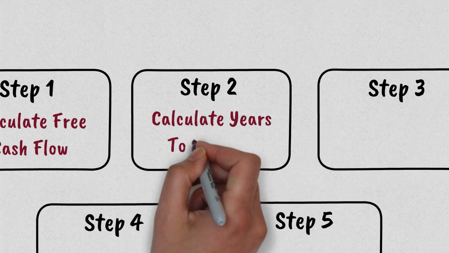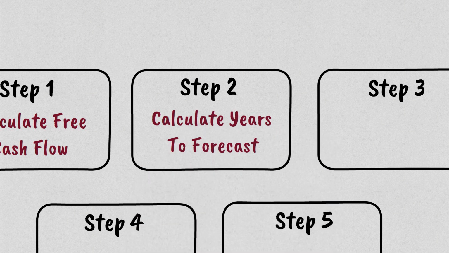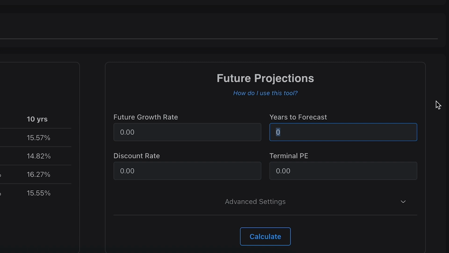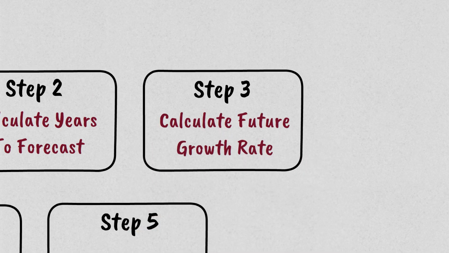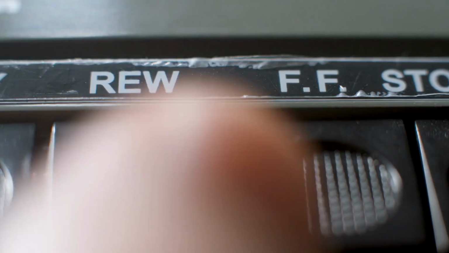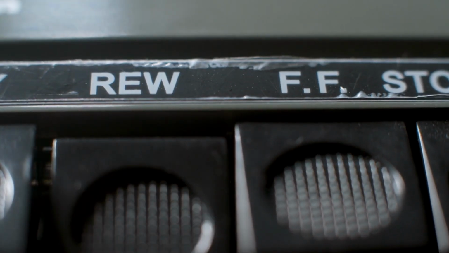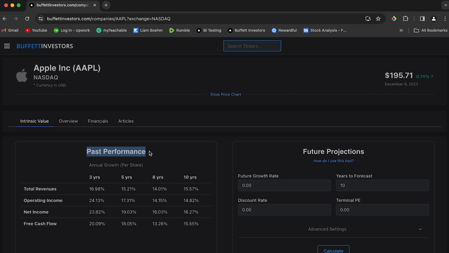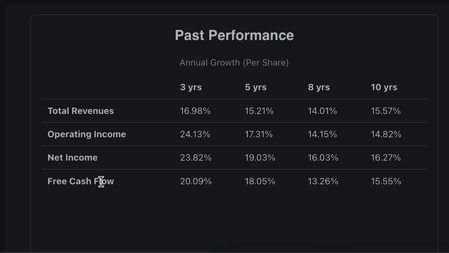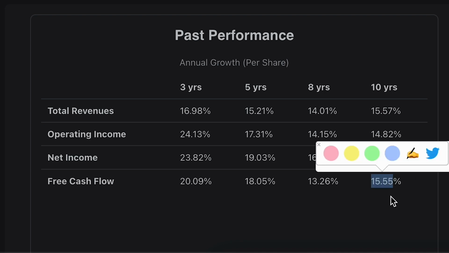Step 2, you need to work out how many years you want to forecast for. For this calculation, we're going to do a 10-year forecast. Step 3 is you need to work out that cash flow's future growth rate. To work out future growth rate, well, I like to look at, how has cash grown in the past? Buffett Investors shows you this information right here. Right now, Apple's cash flow has grown by 15% over the prior 10 years.